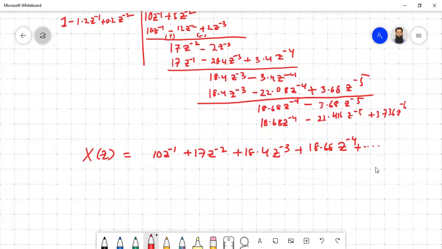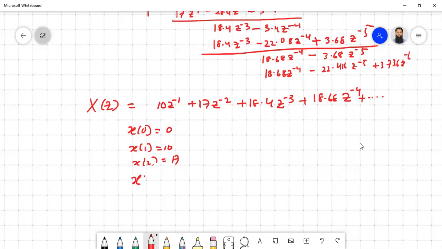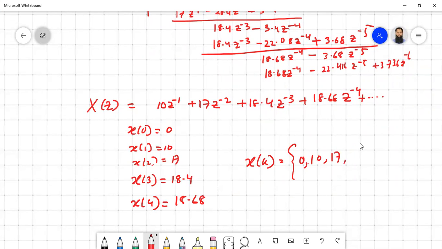So you can easily write that our first parameters, in this way, x0 equal to 0, x1 equal to 10, x2 equal to 17, x3 equal to 18.4, x4 equal to 18.68. So this is one way to present it, or in terms of a sequence, x(k) equal to 0, 10, 17, 18.4, 18.68, and goes on. So these are two different ways to represent the same thing.